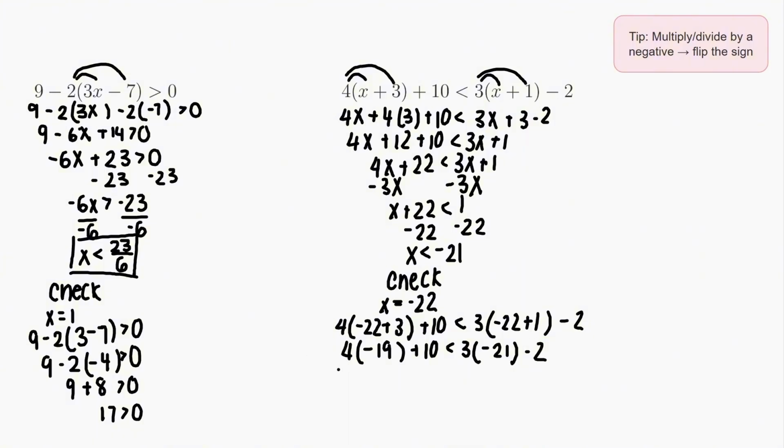4 times negative 19 is going to be negative 76 plus 10 less than 3 times negative 21, which is negative 63 minus 2. And because negative 76 plus 10 is going to be negative 66, is less than negative 63 minus 2, which is negative 65. Negative 66 is less than negative 65, so we know x is less than negative 21 is correct.